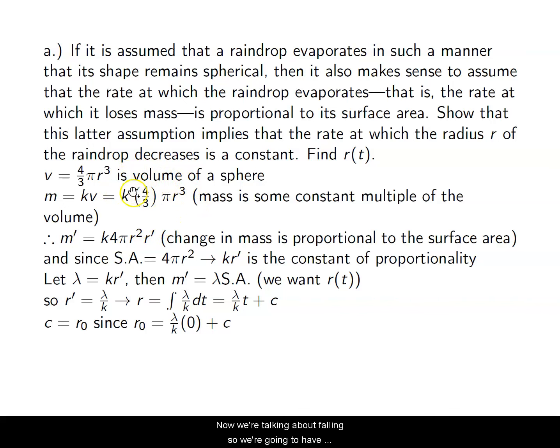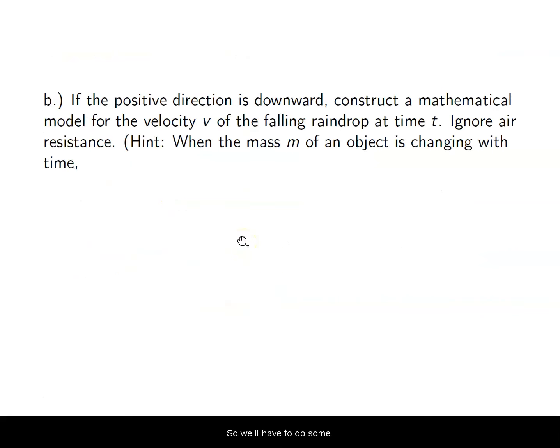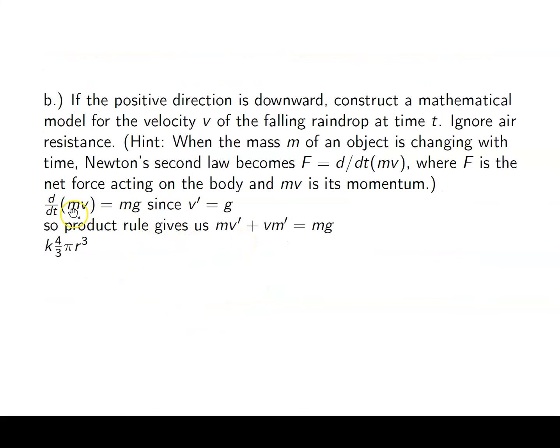Now we're talking about falling, so we're going to have some acceleration here. Sorry, this is volume. We'll have to differentiate mv, its momentum, sorry, this is not volume, this is velocity. So mass times the velocity will give me mass times the acceleration due to gravity. Mass should be a constant here, or we're assuming it's a constant. So when I take the derivative of v, I'm going to get gravity, since the first derivative of velocity is gravity.